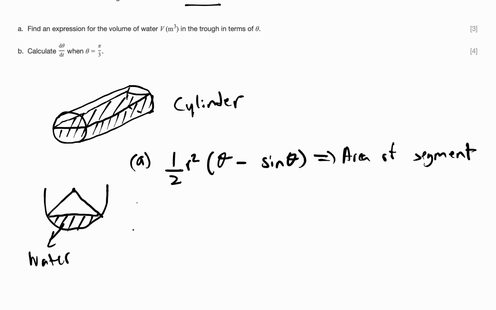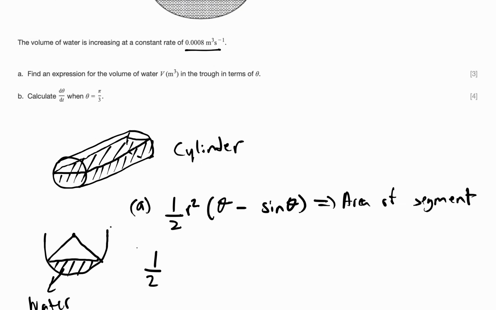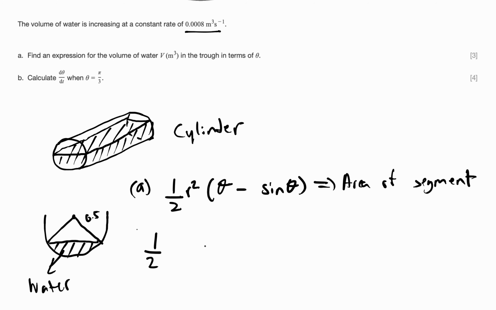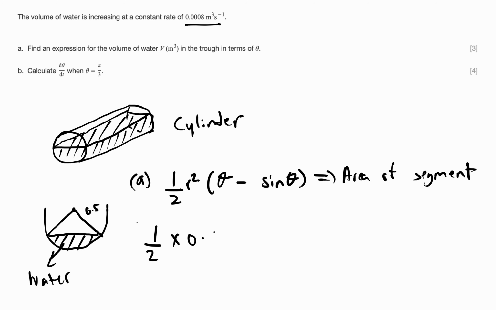Okay, so how does this help me? They're asking me for the volume of water in the trough. This is just giving me the area. So first let's at least calculate the area. We get half, and what is the radius of this? We know it's 0.5. That's half times 0.5 squared, and then theta minus sine theta.